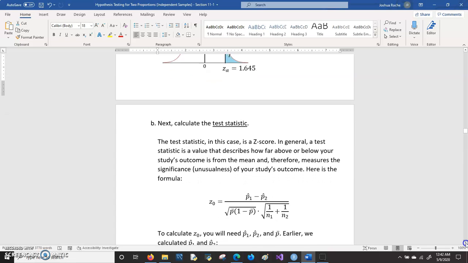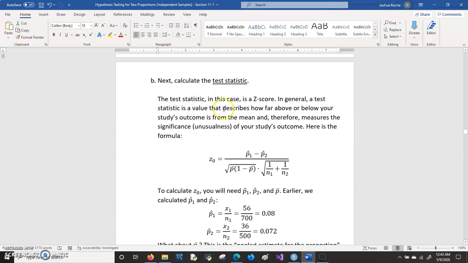The next thing that we'll do is calculate the test statistic. The test statistic is a z-score. And remember, in general, a test statistic describes how far above or below a study's outcome is from the mean. Here's the formula for this particular test statistic. And to calculate this, we'll have to calculate a few things first and plug them in. So we'll need in particular p hat 1, p hat 2, and this p bar.